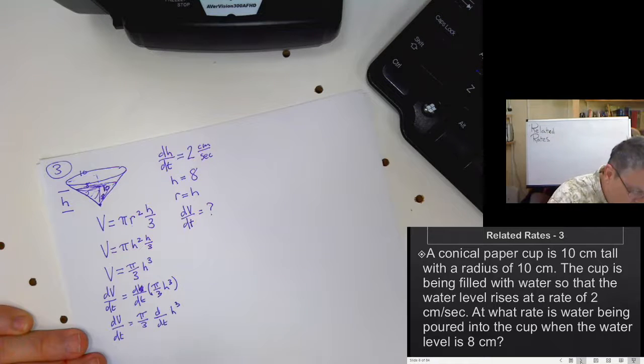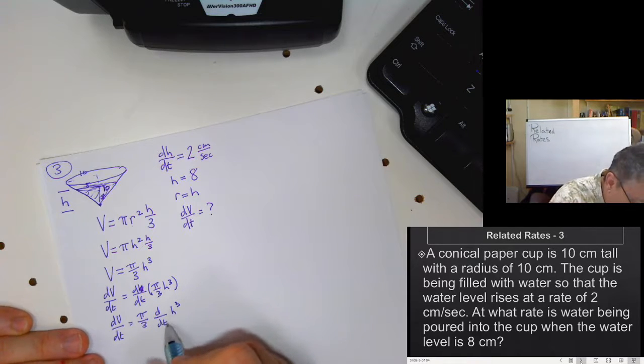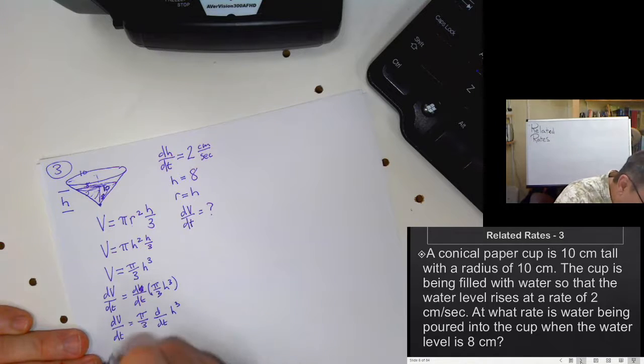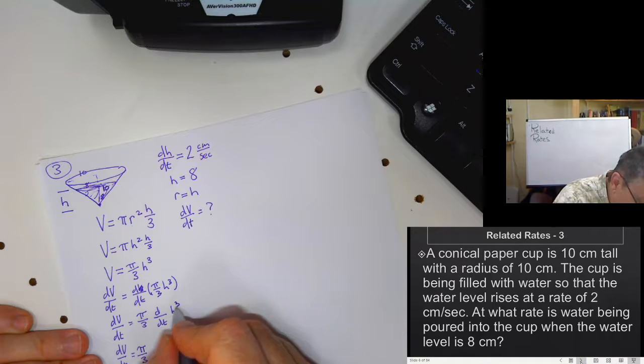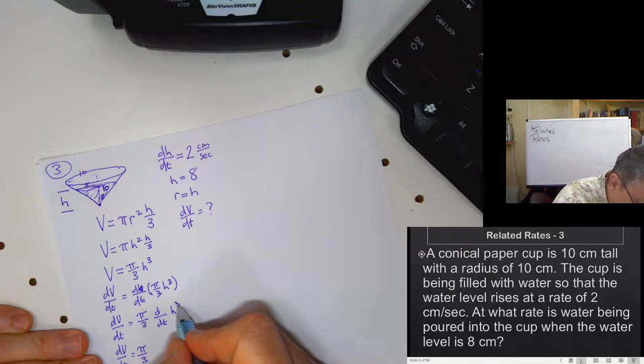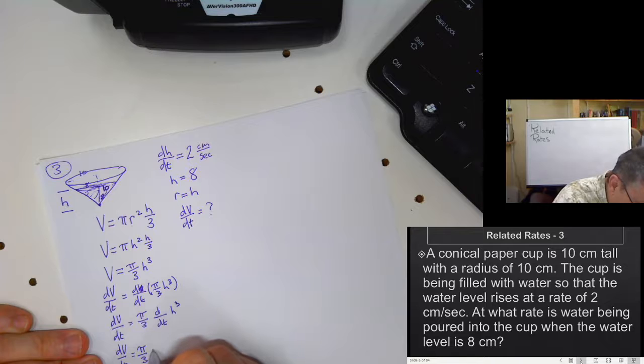All right, so for an implicit differentiation, we're going to differentiate that and then leave a dh/dt hanging out on the end. dV/dt equals pi over 3. What's the derivative of h cubed? We take the 3 and put that up front, right? So that's going to be 3h squared, and then we have to leave a dh/dt hanging out on the end there, right?